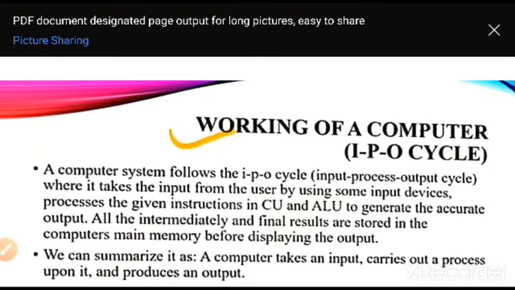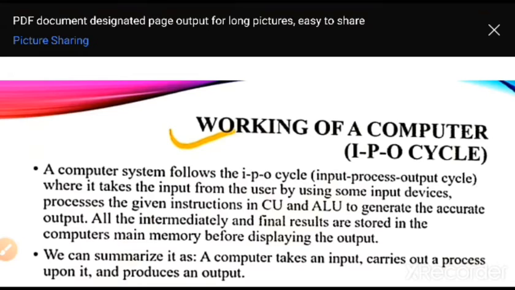In the previous video, we discussed communication technology, advantages and disadvantages of computer. In this video, we will discuss the IPO cycle and functional components of a computer. So let's start.